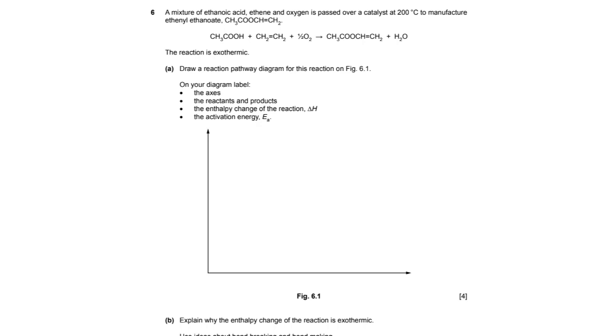Okay, so there's a major reaction in which ethanoic acid and ethene and oxygen are being reacted. The reaction is exothermic. You have to label the axes. On the y-axis, there is energy. On the x-axis, it's reaction progress. Right. So the reactants and products. It's exothermic. Reactants have more energy than the products. So reactants will be at a higher energy level and products will be at a lower energy level.